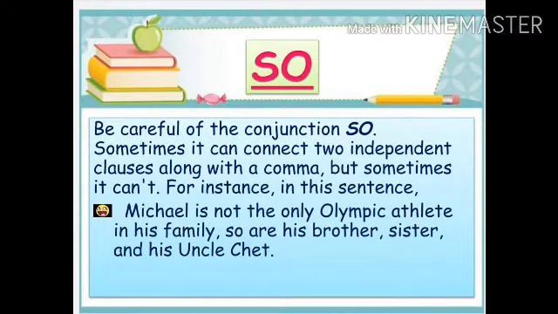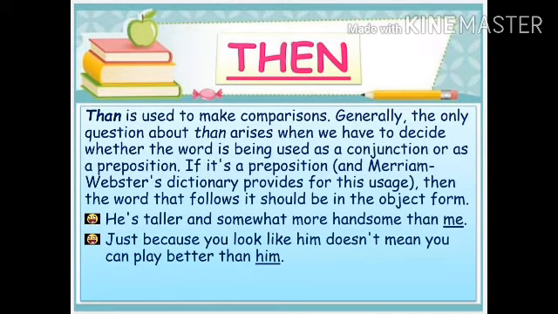Now let us take "so." Be careful of the conjunction so. Sometimes it can connect two independent clauses along with a comma, but sometimes it can't. For instance, in this sentence: Michael is not the only Olympic athlete in his family, so are his sister, brother, and his uncle Chet.